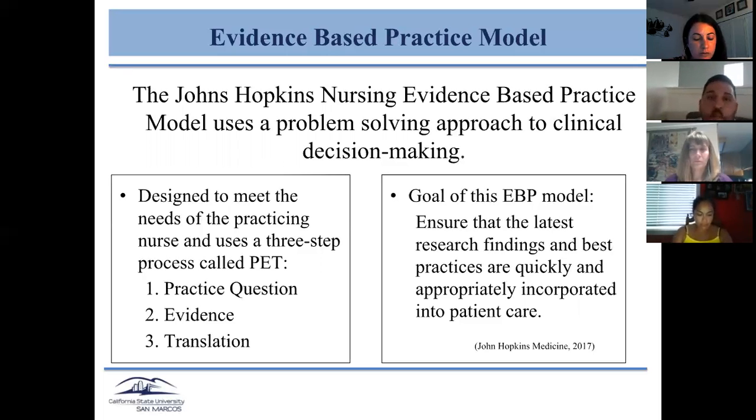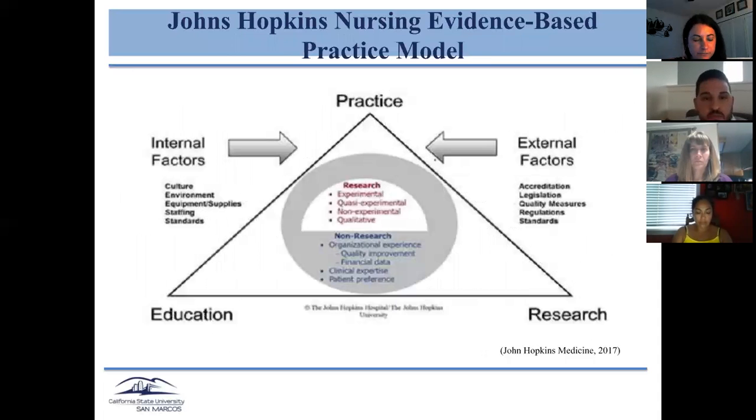The overall goal of the Johns Hopkins evidence-based practice model is to ensure that the latest research findings and best practices are quickly and appropriately incorporated into patient care. This pyramid illustrates the Johns Hopkins EBP model. It shows how certain internal and external factors, such as culture, environment, legislation, and standards, affect the overall model. The 3 pillars of this model are practice, education, and research. And in the center is the research and non-research criteria that guide the model.